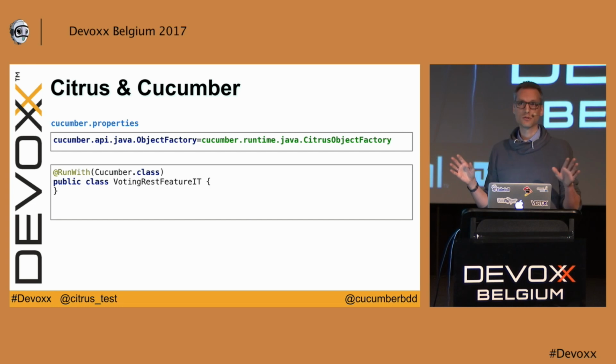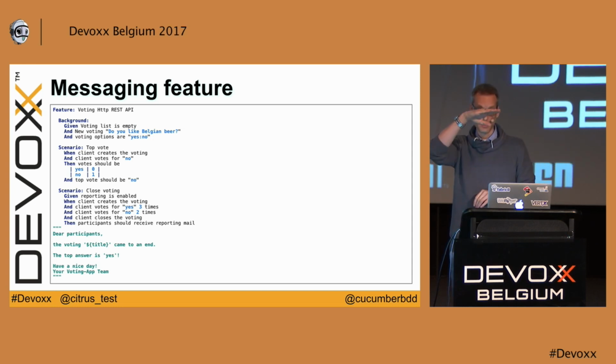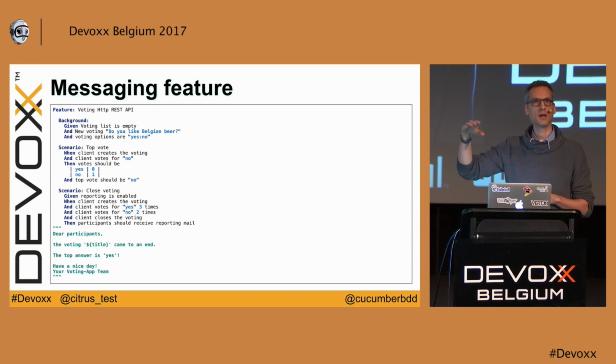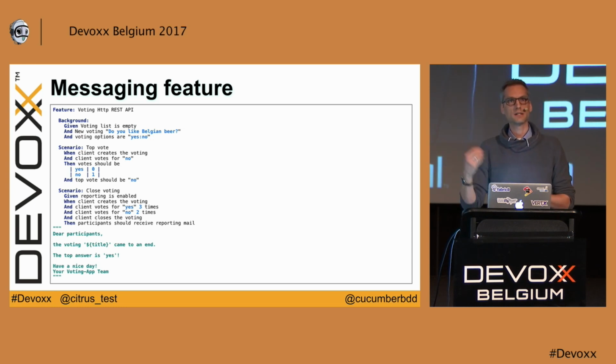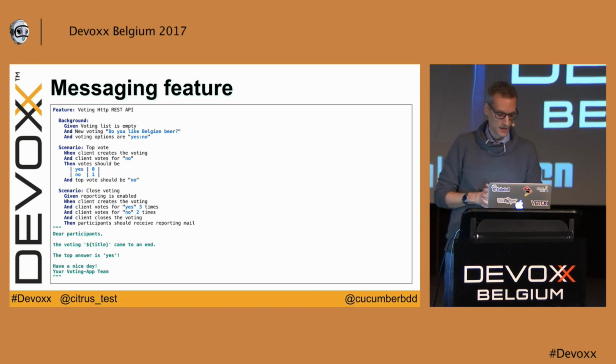We still have a normal JUnit test that uses the normal Cucumber runner, and we still have a feature specification with the domain-specific wording like create new voting and the voting's top votes are, and so on. But in the background, we do not execute unit testing code. We use Citrus to really send out an HTTP call. And we really want to receive that JMS message. And at the very bottom, when I say, then participants should receive reporting email, then I really want to have this email sent out, received, and I want to compare the email content to what is given here as a mail body.